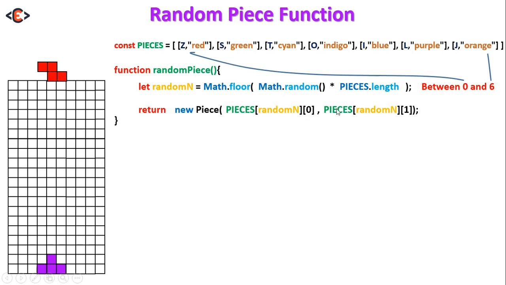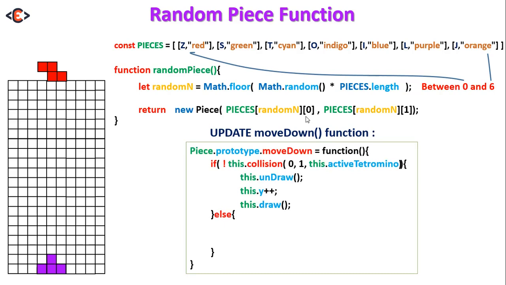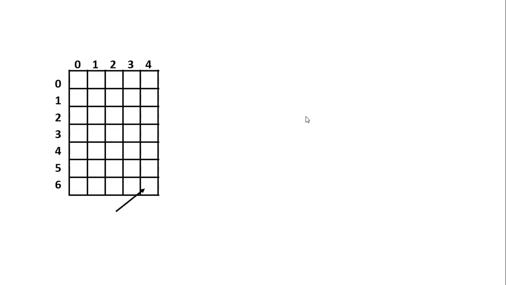Here the piece with index 1 is green, it's the color. Now this is the last update for the move down function. So else, if there is a collision, we need to lock our piece, and then we need to generate a random piece. Now this is our board. This square here is vacant. If we say board with index 6, 4, we will get white, the color of a vacant square.